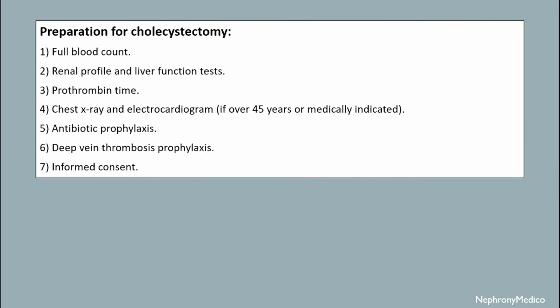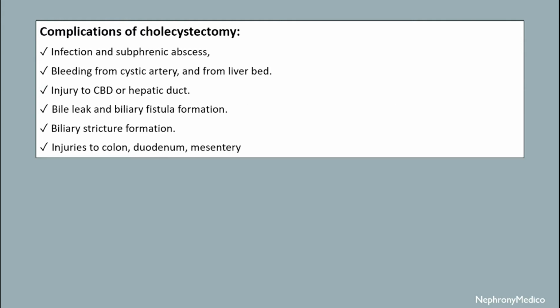So, how is a patient prepared for cholecystectomy? First of all, a full blood count is done. Renal profile and liver function tests are done. Prothrombin time, chest X-ray, and electrocardiogram for patients over 45 years old are medically indicated, along with antibiotic prophylaxis, deep vein thrombosis prophylaxis, and informed consent is taken.